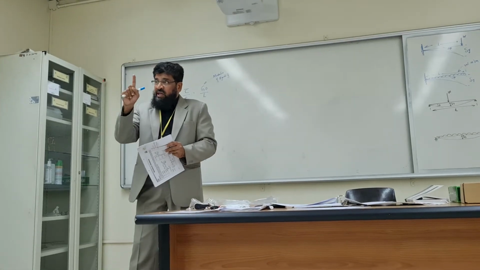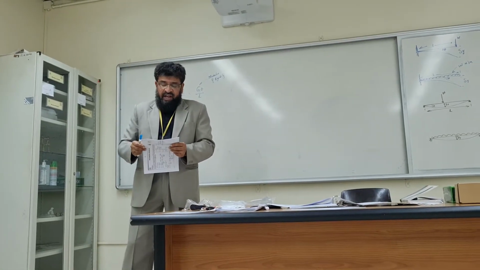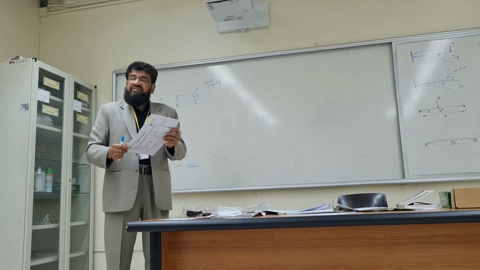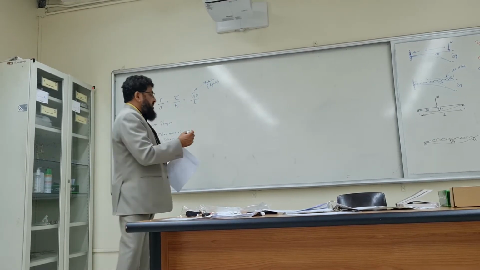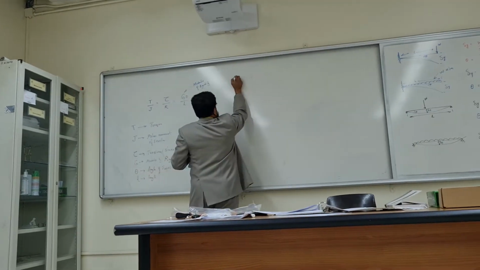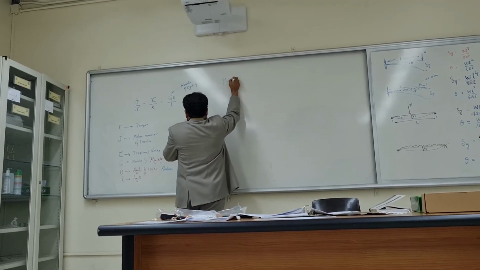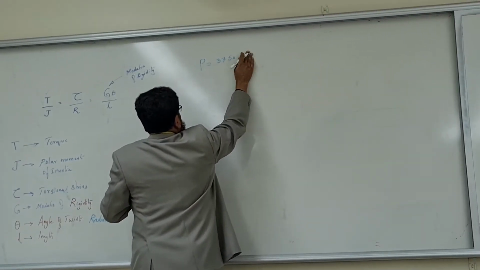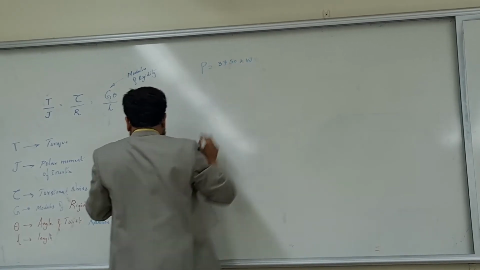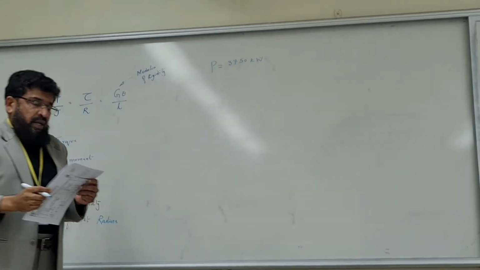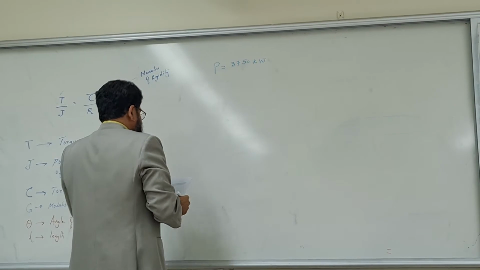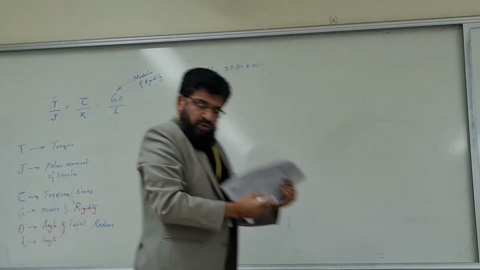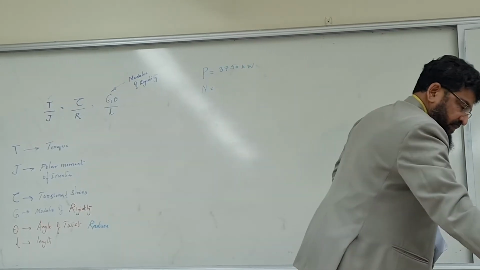It is hollow, understand, not solid. A hollow propeller shaft of a steam ship is to transmit 3750 kilowatt. He gives me power. P is equal to how much? 3750 kilowatt at a speed of 240 rpm. N is equal to how much? N is equal to 240.